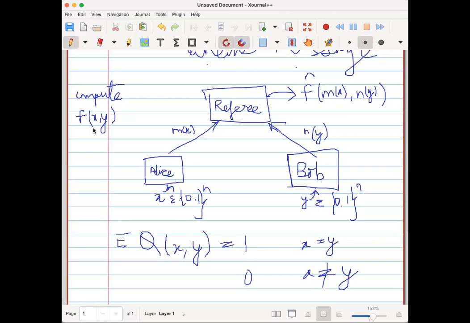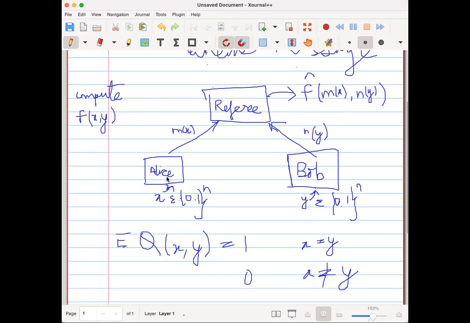Is this clear? So for the case of equality, the referee gets some message mx and ny, and then he outputs his best guess f hat, and f hat of mx comma ny should match equality. That means if x is equal to y, f hat should be equal to 1 with probability at least 1 minus epsilon. If x is not equal to y, this output f hat should be equal to 0 with probability at least 1 minus epsilon.